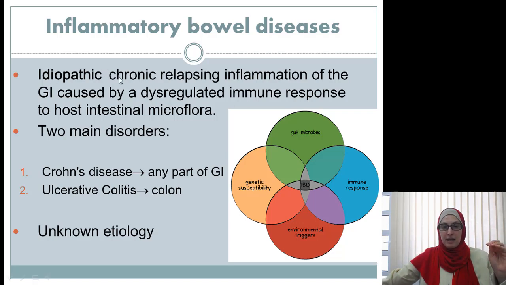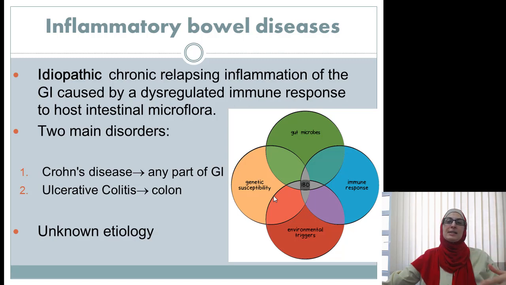So there's a relapsing inflammation of the GI system. Why does it happen for some people and not others? Of course, there is a genetic susceptibility. So these people are genetically more susceptible to develop this disease than other people.